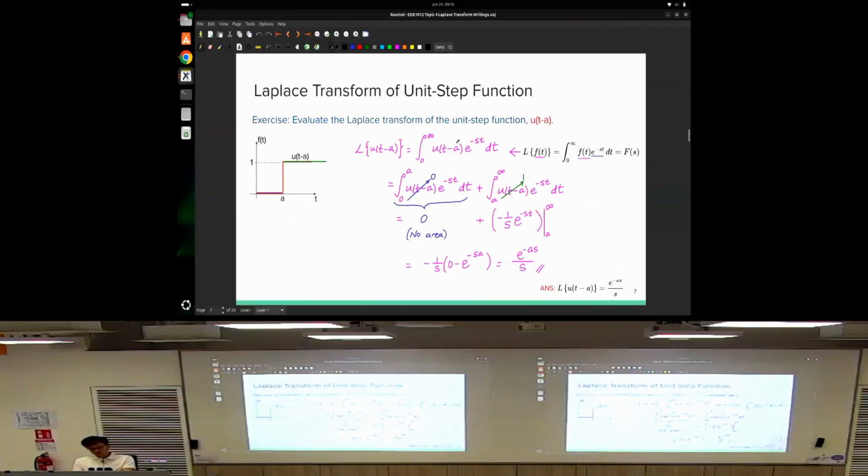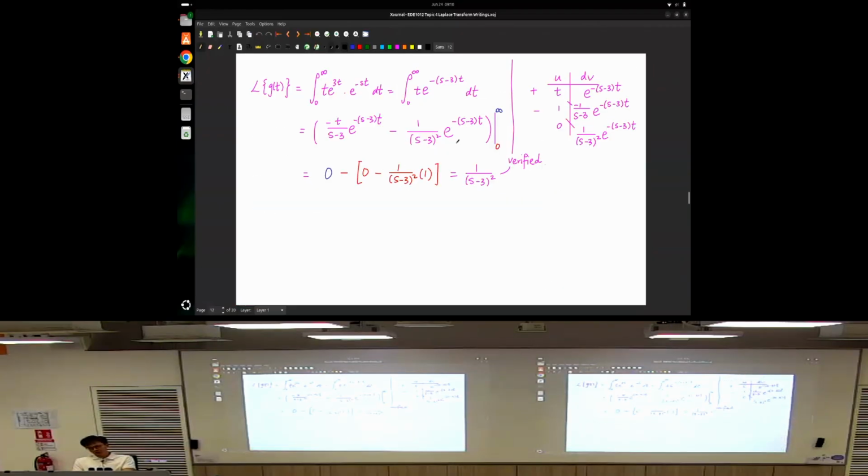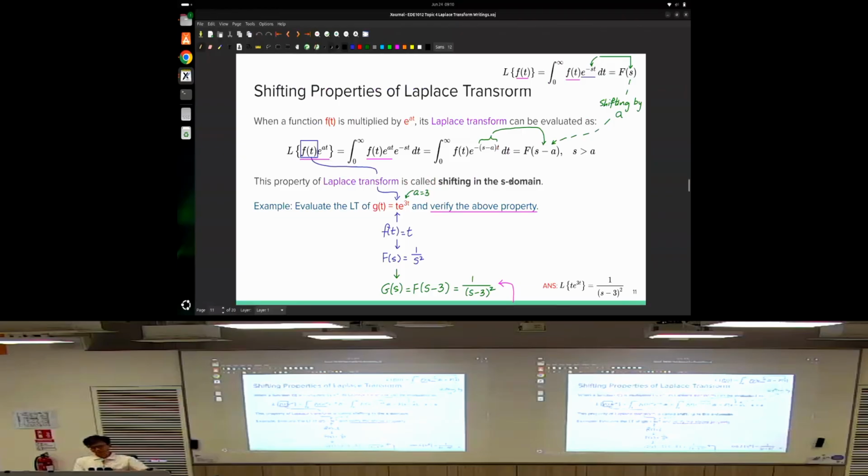Talking about the shifting property, there are two shifting properties. One is the shifting in the s domain. This is called shifting in the s domain because your f of s becomes f of s minus a. That means you take f of s and shift it to the right by a, because minus a means shift right, if you recall your Math 1 graphical transformations, shifting and reflecting. So therefore this minus a, you shift right. This happens when the f of t function is multiplied by an exponential function e to the at. This is s shifting, which is pretty straightforward.